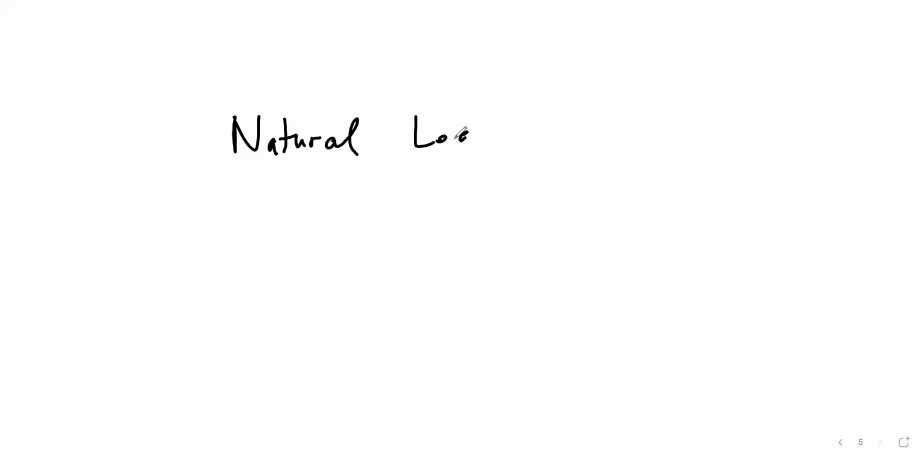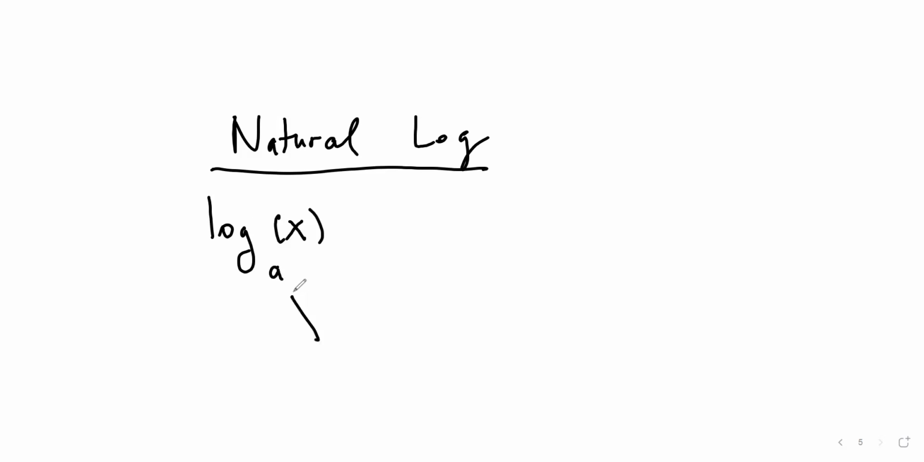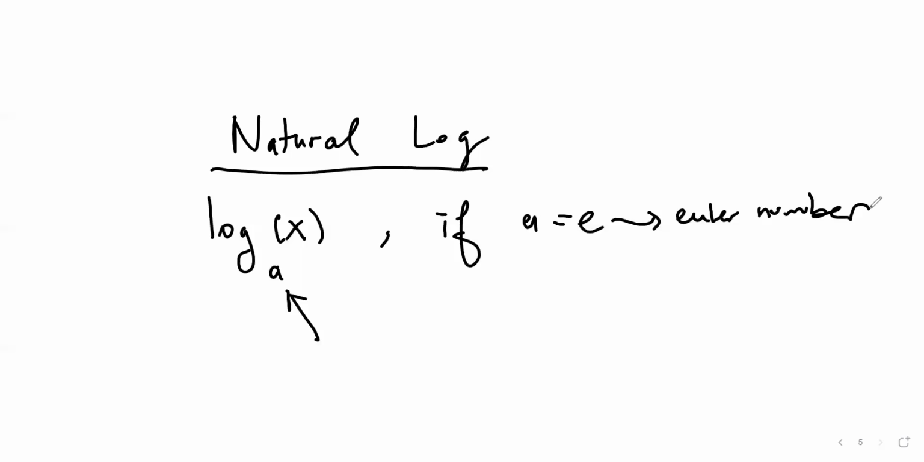Natural logarithm, natural log. So we were talking about this. If I have log base a of x, and I substitute this number with e, so a equals e, the Euler number. This number is already a default in your calculator. It's really important in calculus, the Euler number, which is approximately 2.71.